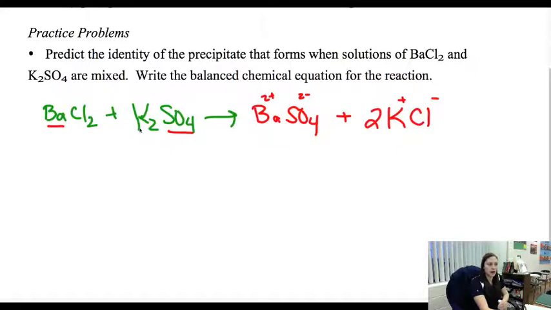But it's not a subscript. So now I need to figure out if there is a precipitate here. So KCl, all right, the halogens are soluble unless they get slammed. That's not silver, mercury, or lead. That's potassium, so that one is a solution, or AQ.